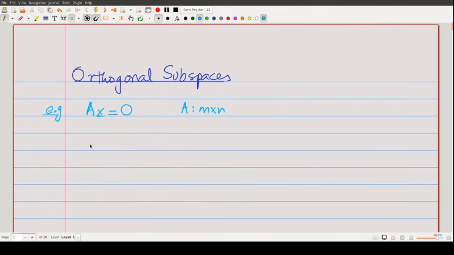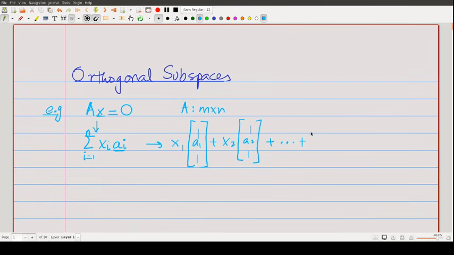If we look at this matrix product and write it as the summation of x_i a_i, where the a_i's are the columns of A, so we have n columns, you can view this as x1 times the first column a1 plus x2 times the second column a2 plus dot dot dot up until the last term xn times the last column an. And the result of this should be 0, 0, dot dot dot, 0.